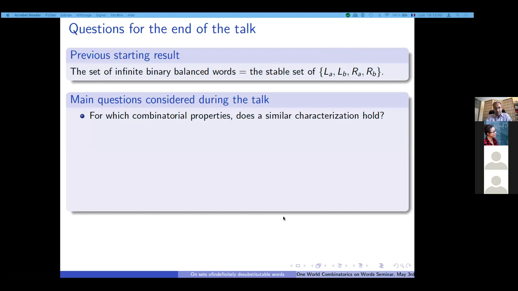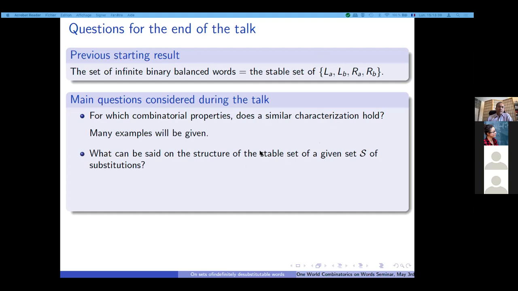So now I can introduce the main questions that we discuss in the rest of the talk. The first, which is the main one but which I will treat only at the end of the talk, is: for which known families of combinatorial words can we get a characterization similar to that of a Stabert set? I will give many examples, essentially words around balanced words or Sturmian words and some subfamilies, and families of efficient words and subfamilies.